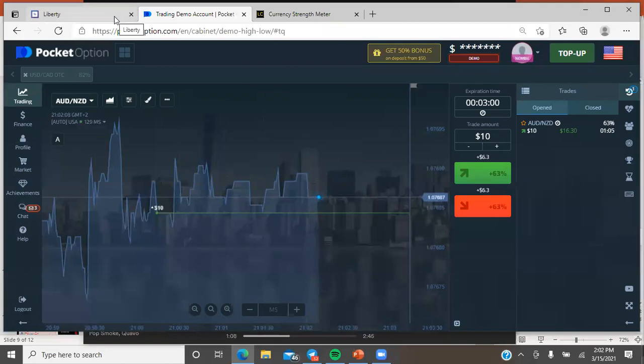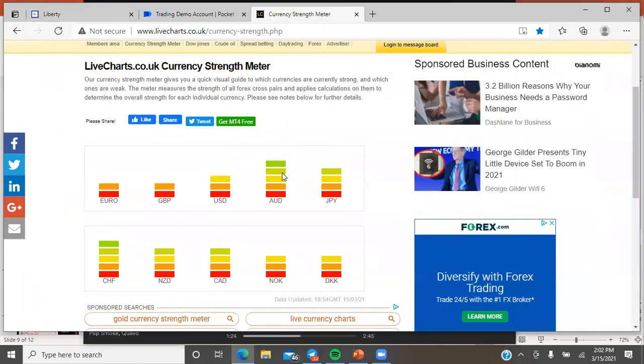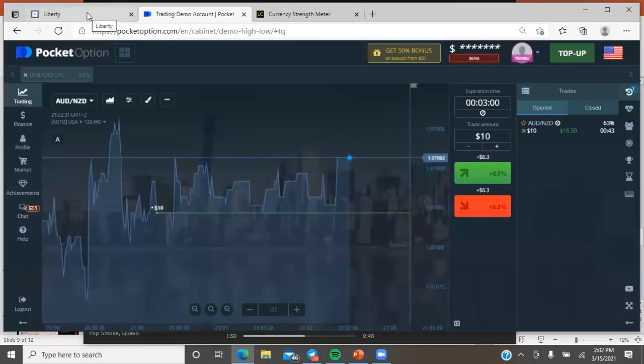Y'all think I can make a bag? I mean, I've been in profit right now, but it's close. I'm a little nervous. Right, that's how y'all be. Y'all be like, I'm a little nervous. Y'all don't trust the product. Let's see if we can get a push-up. AUD, NZD. AUD is major. NZD is in the buy too. So this trade should go in our favor.